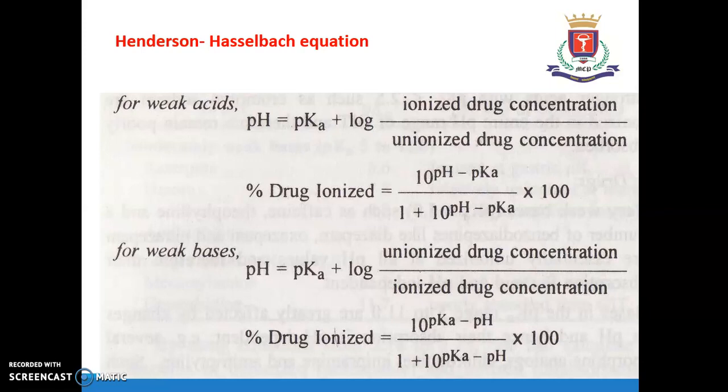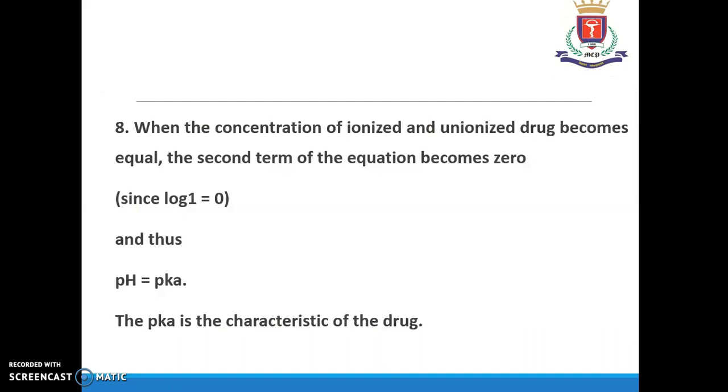Therefore, from this we can find out the percentage of drug ionized at that particular pH by using the equation: percentage drug ionized is equal to 10 raised to pH minus pKa divided by 1 plus 10 raised to pH minus pKa of the drug, multiplied by 100. For basic drugs, the same equation can be written as pH is equal to pKa plus log of unionized concentration of a drug divided by ionized concentration of a drug, and from this we can find out the percentage of drug ionized at a particular pH by using the equation: percentage of drug ionized is equal to 10 raised to pKa minus pH divided by 1 plus 10 raised to pKa minus pH, into 100. So this equation is useful to find out the percentage of ionization at a particular pH.